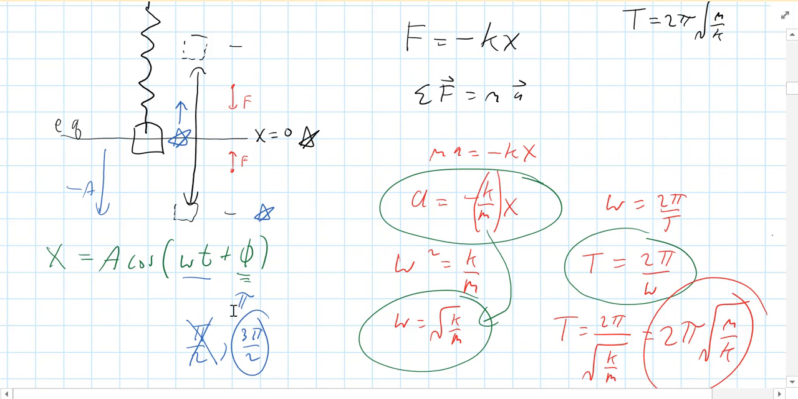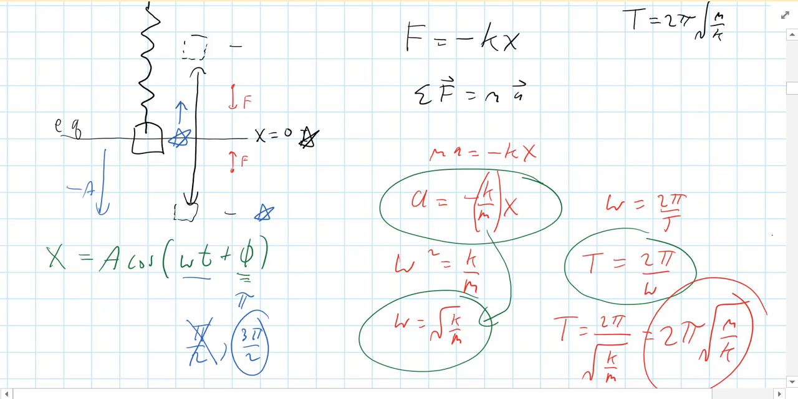Okay, if you put 3 pi over 2 in for phi, at time equals 0, cosine of 3 pi over 2 is 0. If you add a little bit to 3 pi over 2, well, now you're in the fourth quadrant, and cosine in the fourth quadrant is positive, and that's what you need for the time immediately after 0.